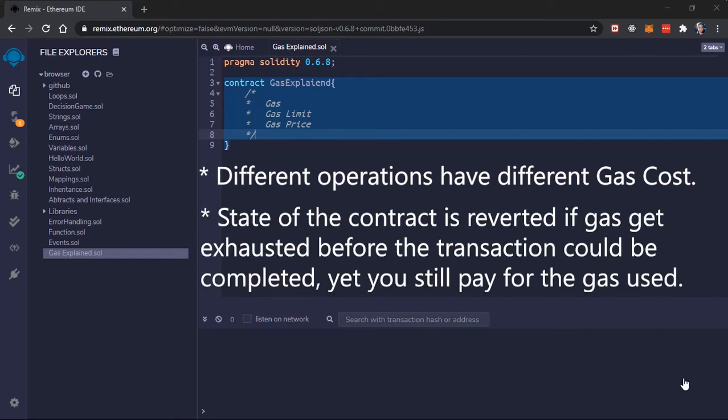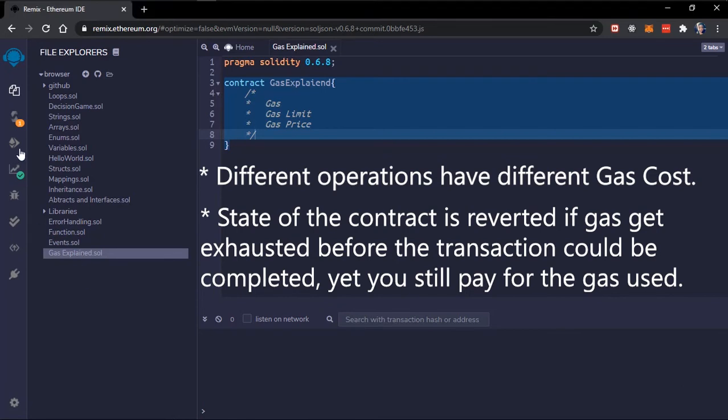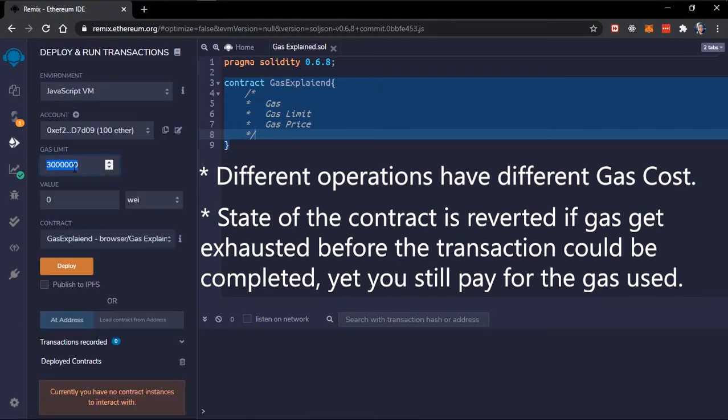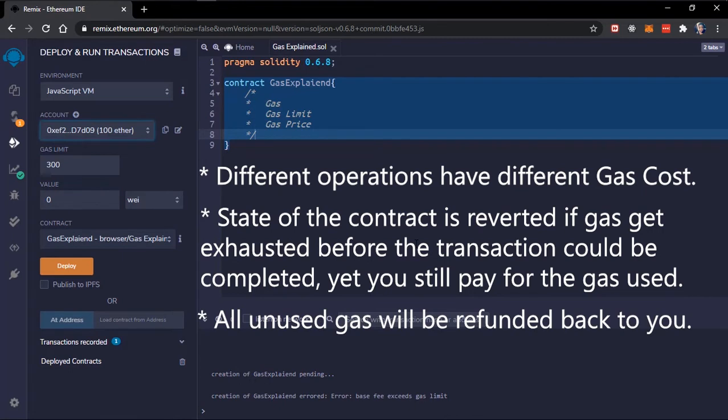Also, once the gas runs out, the transaction is stopped and the state of the contract is reversed. So if you look at the contract here, this is the gas limit. If I specify 300 gas and I try deploying this contract, the gas runs out on the way, the transaction will not be completed, but you still pay for the gas used. Also, if you specify a higher gas and the transaction could not use up all the gas you specified, you'll be refunded the gas that you didn't use.